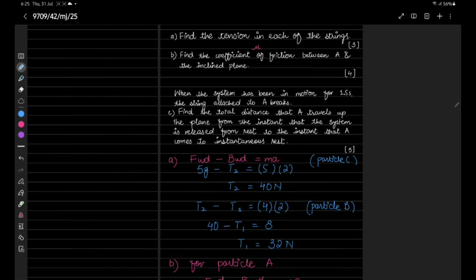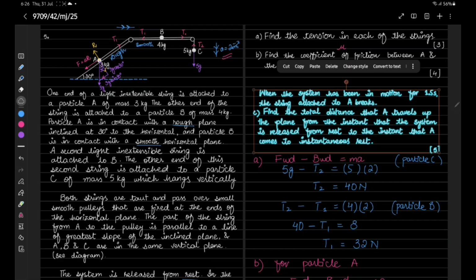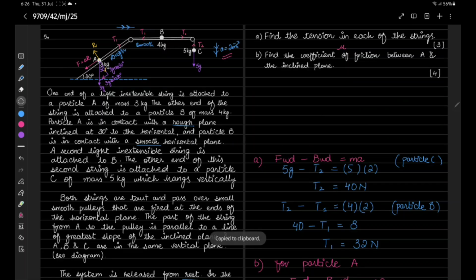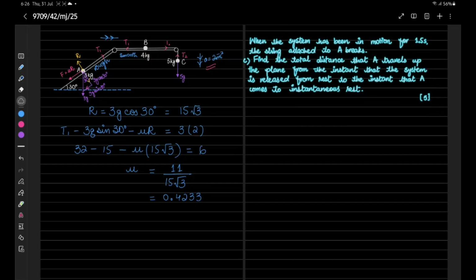Now let's look into part C. When the system has been in motion for 1.5 seconds, the string attached to A breaks. Find the total distance that A travels up the plane from the instant that the system is released from rest to the instant that A comes to instantaneous rest. So now this string breaks and we have to find the distance it has covered. So yeah, let's take that to the next page and try and solve part C.